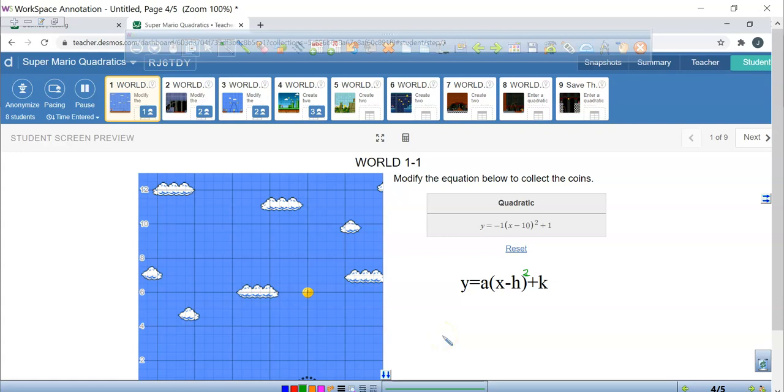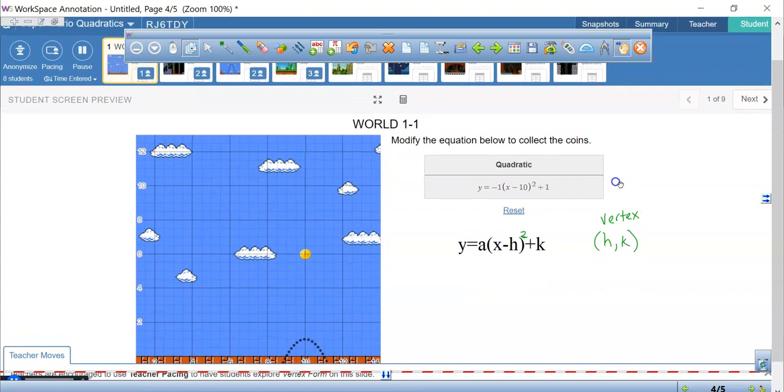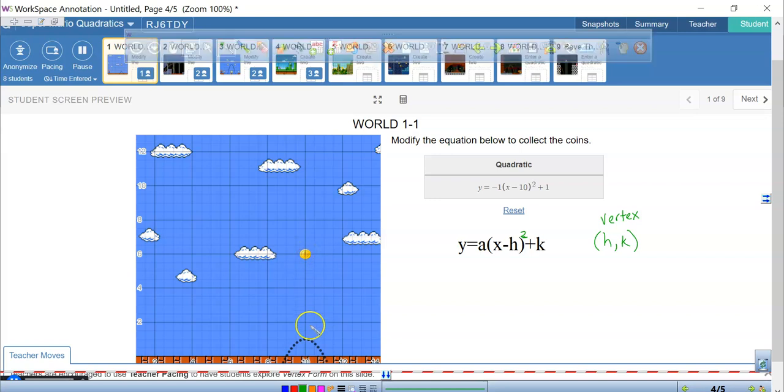So just make sure if you're taking notes, if you're working in a journal, whatever, just put your vertex is always (h, k). So if we were to look at this right now, we actually want our vertex to be right there where that coin is. And it looks like that's at a 10 and a 6.